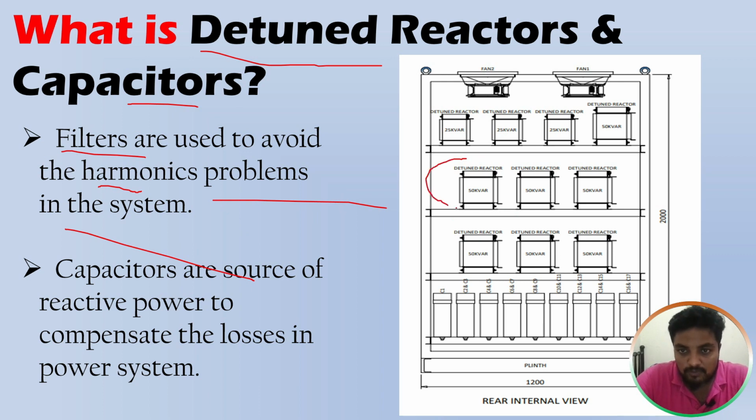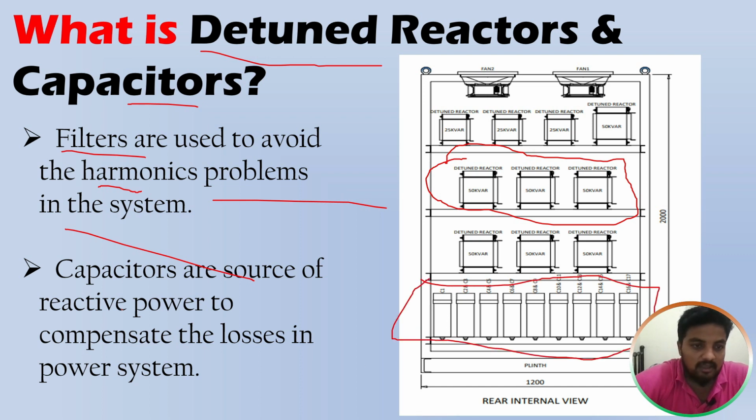This filter is used to avoid harmonics problems in the system. Which filter? Detuned filters. There is a detuned percentage such as 5.67 or 7%. We will see that in the next video. These detuned reactors are used to avoid harmonics problems in the system. And the last one, capacitors. I have shown here that these are all capacitors, and capacitors are the sources of reactive power to compensate the losses in the power system.